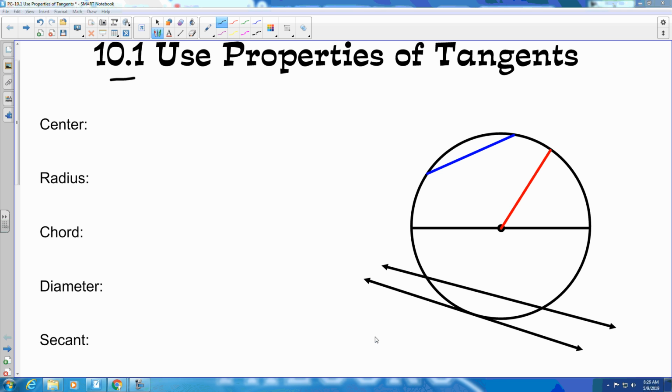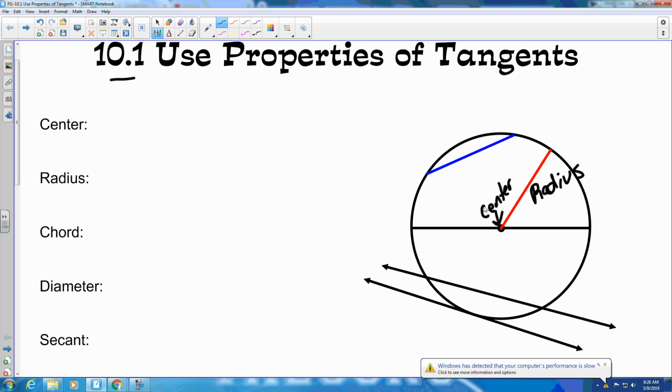The first one is the center, and the center is going to be right here. It's the point that is directly in the middle of our circle. The next one is the radius. It's this red line segment right here, and it's a line segment that connects the edge of the circle to the center of the circle. Next is a chord. A chord is this blue line segment.